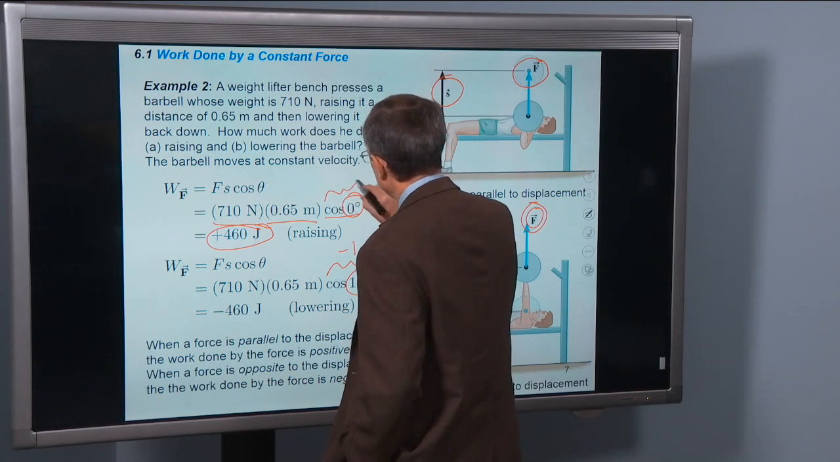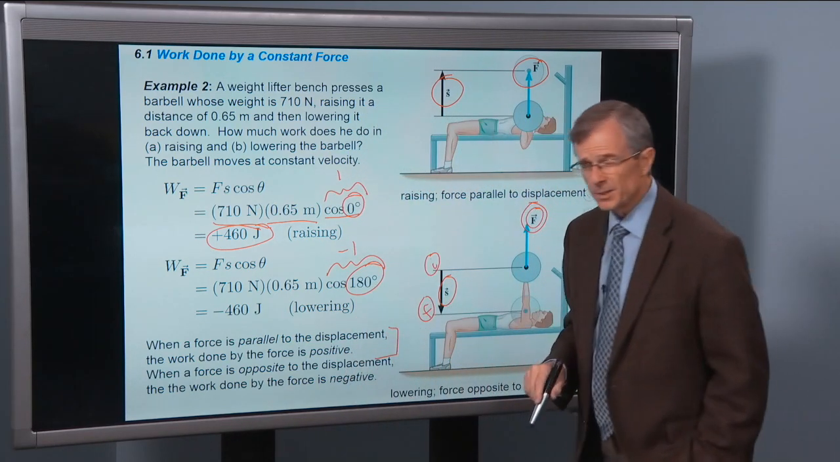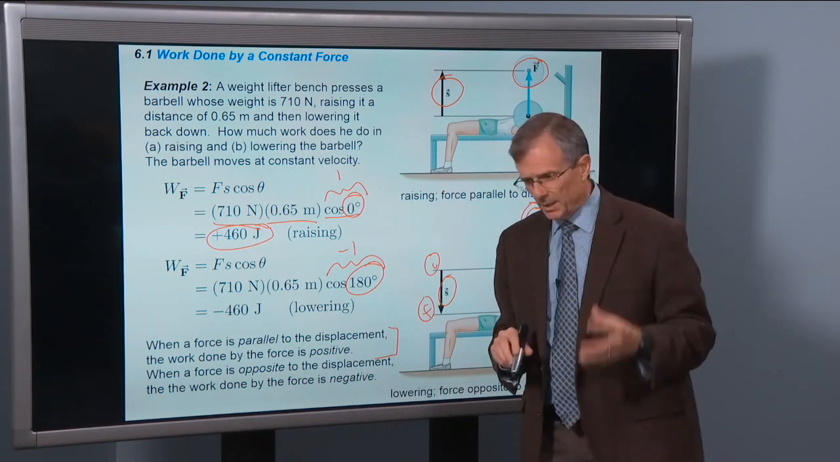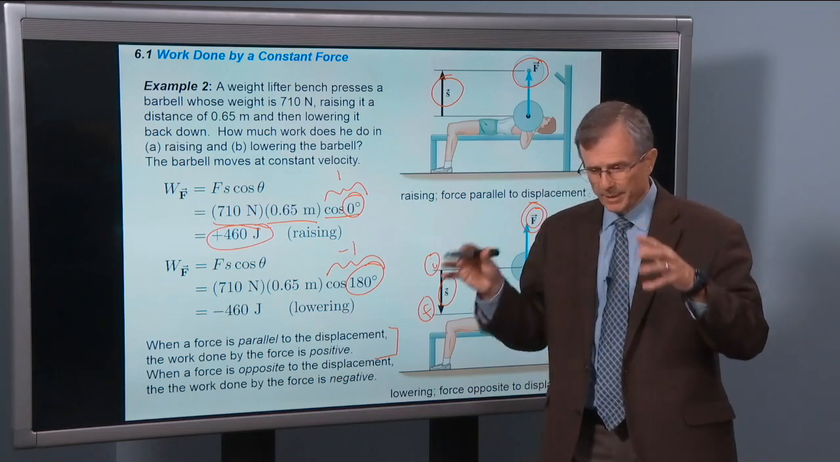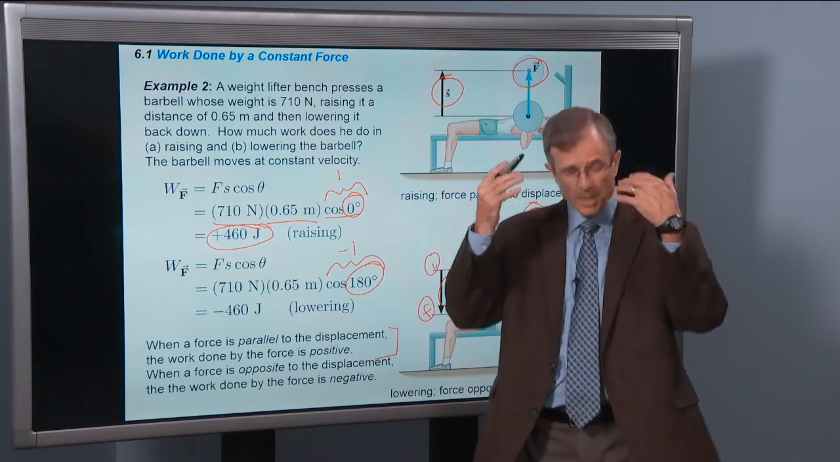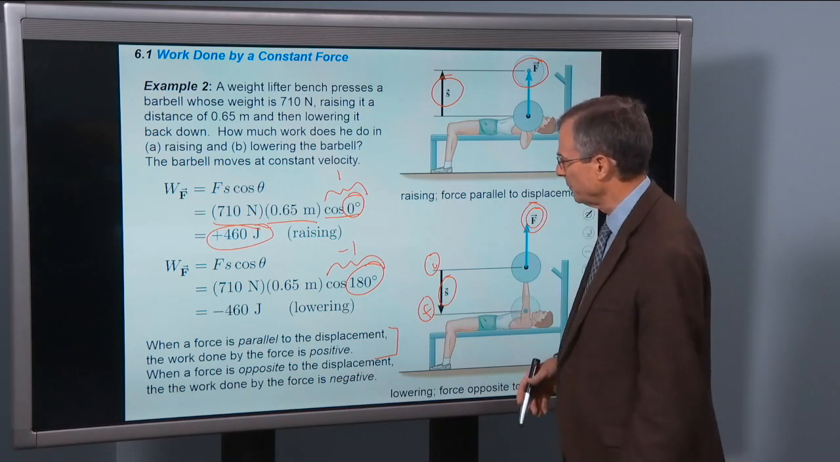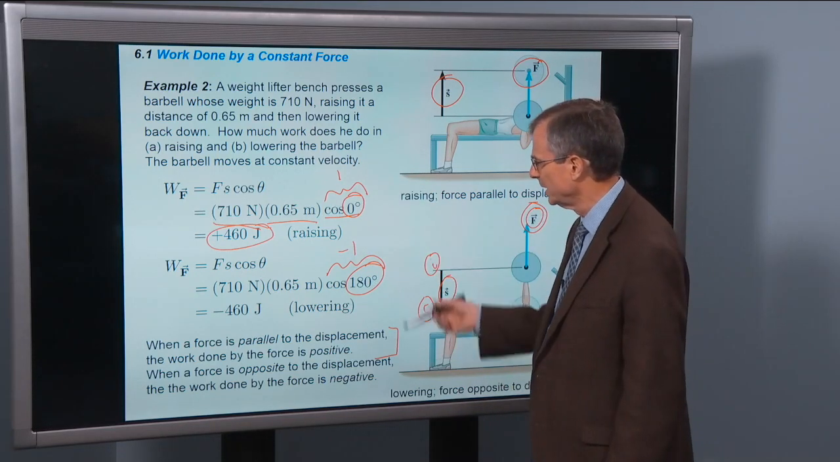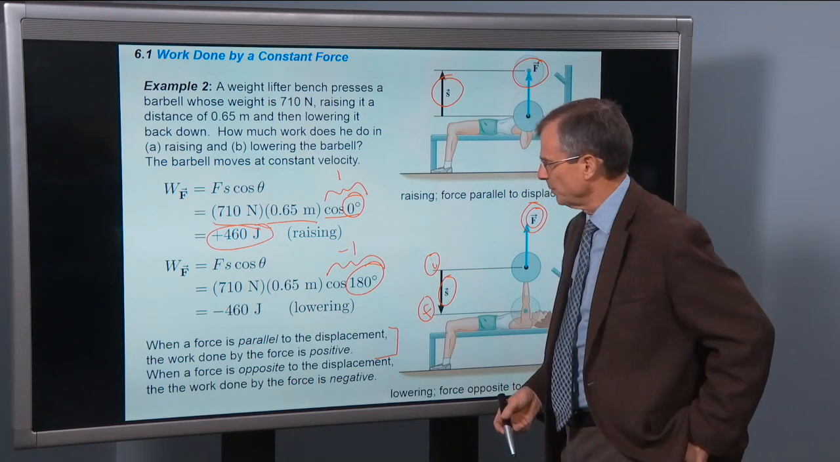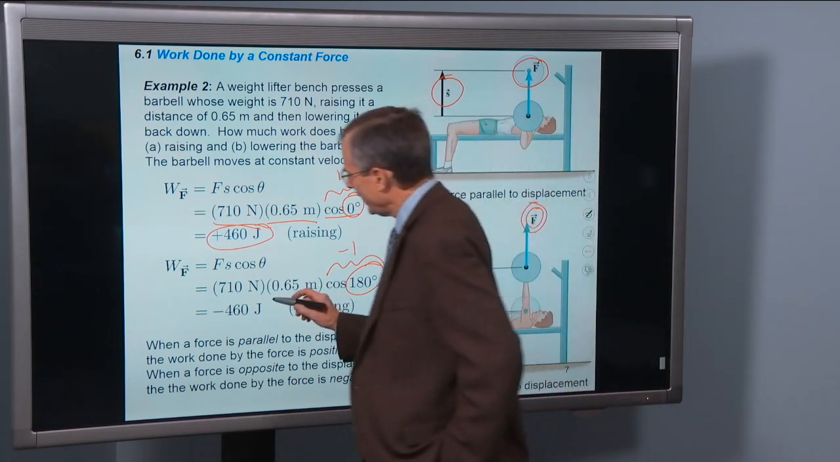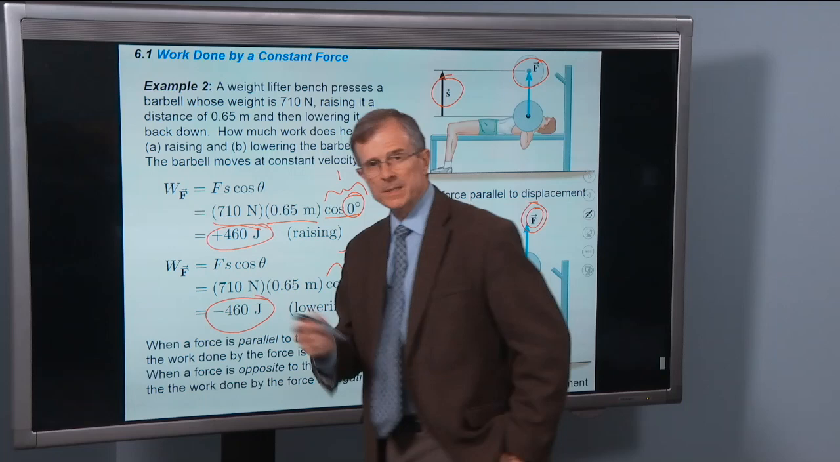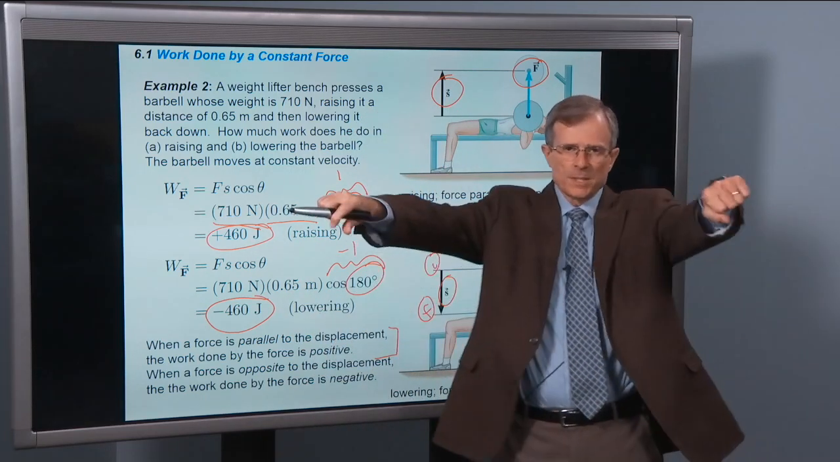Cosine of 0 is 1. If those two results are not close to the top of your brain right now, it might be good to review that or just commit them to memory right now. Cosine of 0 is 1, cosine of 180 is -1. So we get a work that is negative in the case of him lowering the bar.